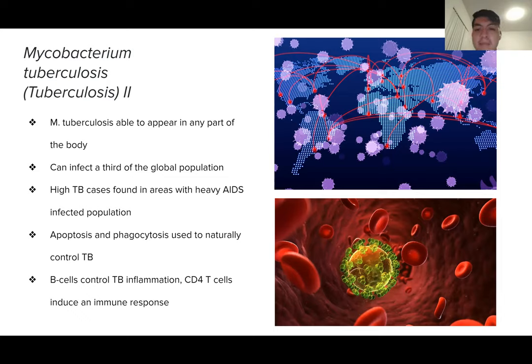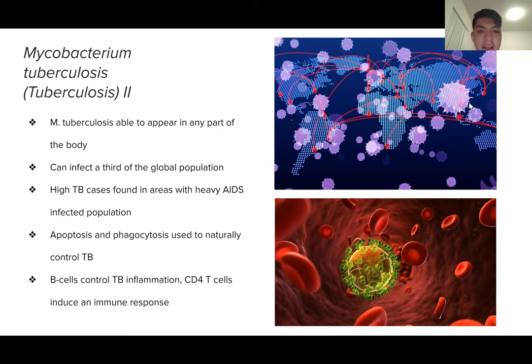Fortunately, the bacteria could appear in any part of the body. It's estimated that it can infect up to a third of the global population. Unfortunately, there is a high correlation between tuberculosis and AIDS. AIDS weakens the body's immune system. So if you have a weakened immune system, there is a higher chance that Mycobacterium tuberculosis will be more effective at what it's doing, because it's more active when you have a suppressed immune system.